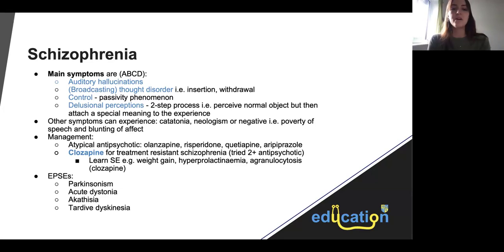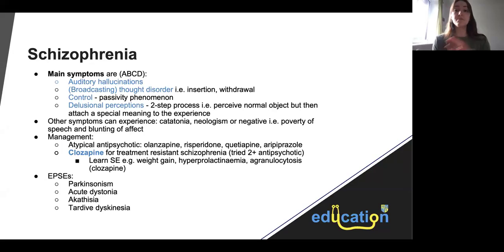So, for example, they'll see a normal stimulus that anyone else would see, but their brain goes further to interpret that as something. For example, I saw a red bus today, therefore I am the king. Yes, so those are some of the main symptoms.